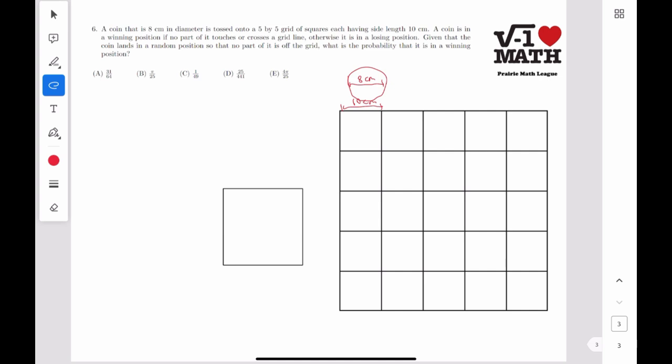So if it's like this or like this, these are losing positions because the coin is touching a grid line. But if it's like here, then we have a winning position because it's clearly not touching any grid line. And now, given that no part of the coin goes outside of the boundaries of our space, we wish to find the probability that it is in a winning position.